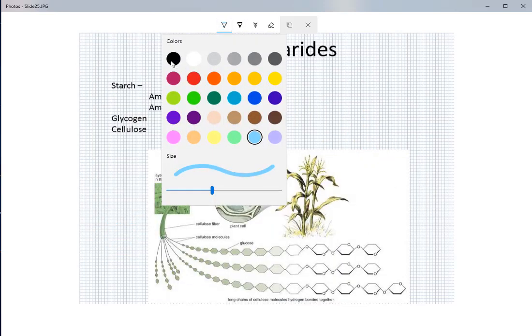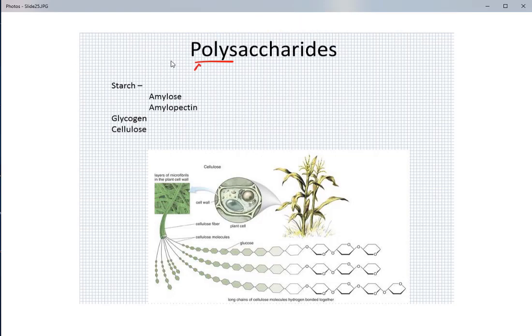Okay, so now we get to polysaccharides. Poly means many. And for polysaccharides, we're really talking about thousands of these monomers linked together. So each one of these rings is a glucose unit. And the 3 polysaccharides that we're going to talk about are all composed of nothing more than glucose. So if you remember, we talked about the monosaccharides. There were 3 different kinds of those. We had glucose, fructose, and galactose.